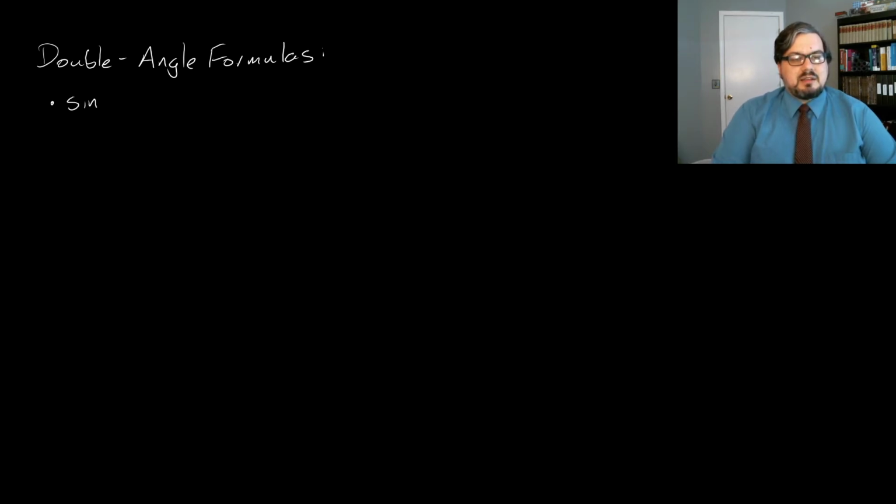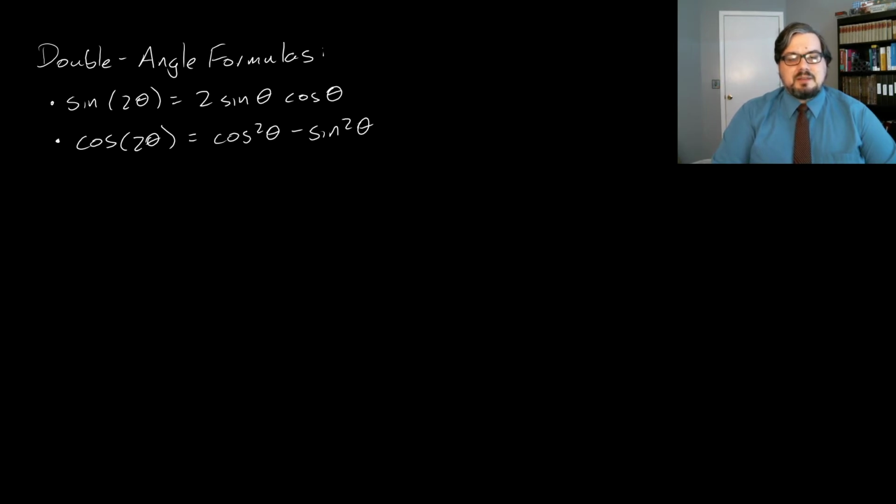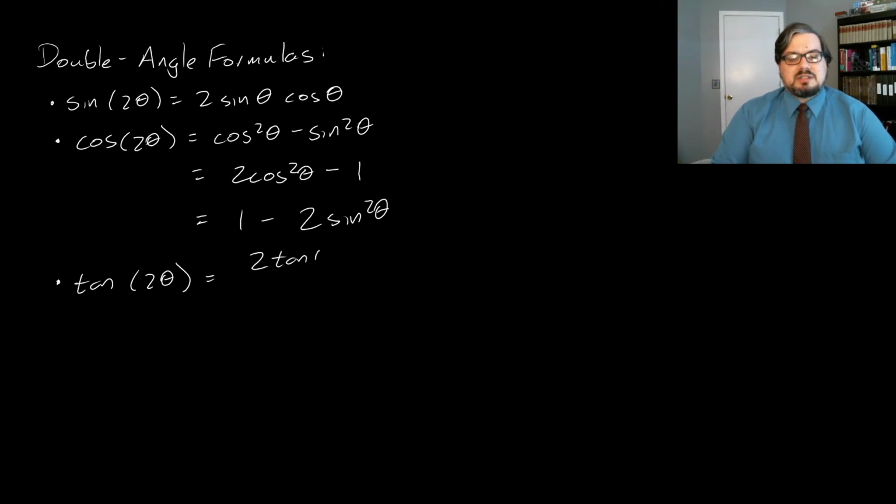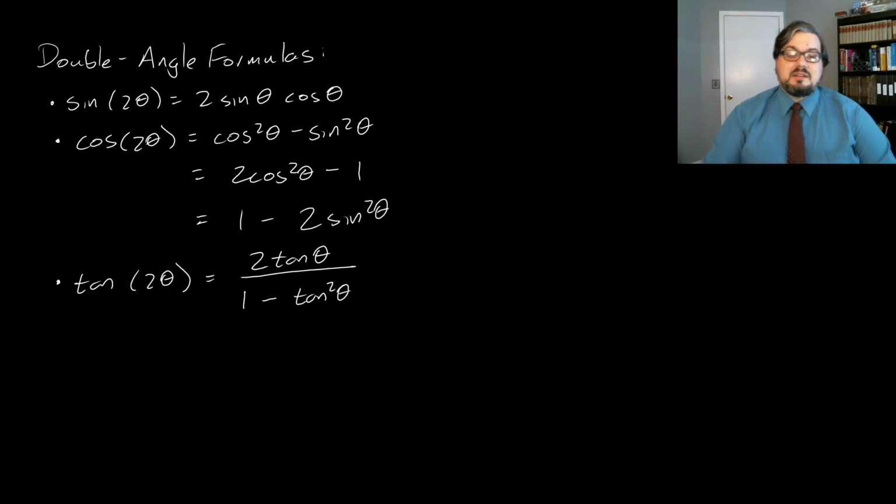We have that sine 2 theta is equal to 2 times sine theta times cosine theta. We have that cosine of 2 theta is equal to cosine squared theta minus sine squared theta, which is the same as 2 times cosine squared theta minus 1, which is the same as 1 minus 2 sine squared theta. And then we have the tangent of 2 theta, as it turns out, gives us 2 tangent of theta over 1 minus tangent squared theta.